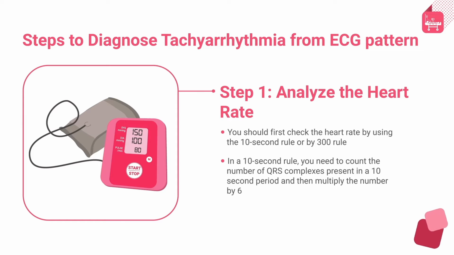In the 10-second rule, you need to count the number of QRS complexes present in a 10-second period and then multiply the number by 6.